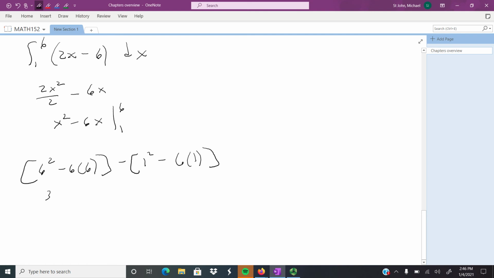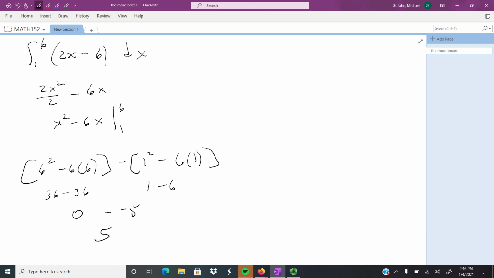So this is going to be 36 minus 36, which is 0. And this is going to be 1 minus 6. So this is going to be minus a minus 5. And we end up with an area of 5. Right?